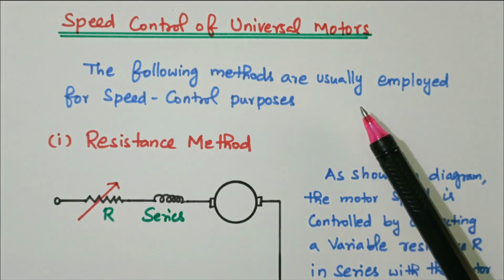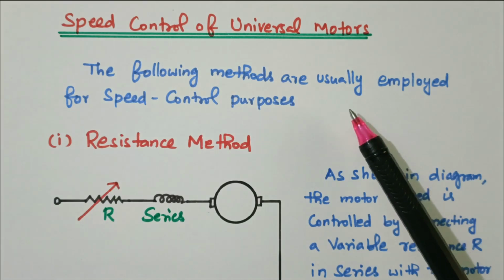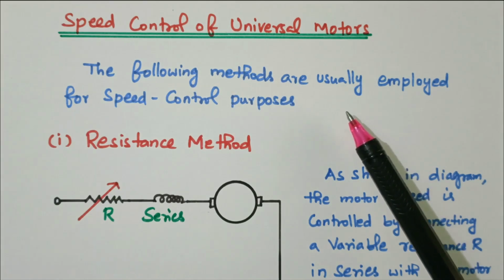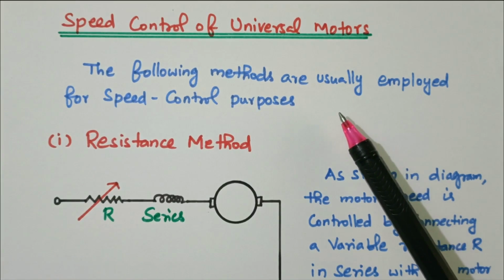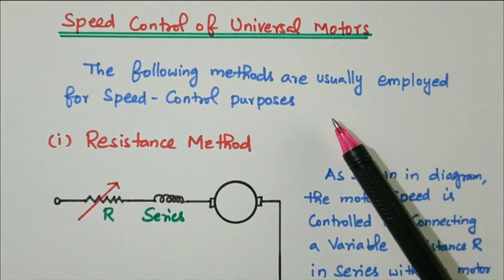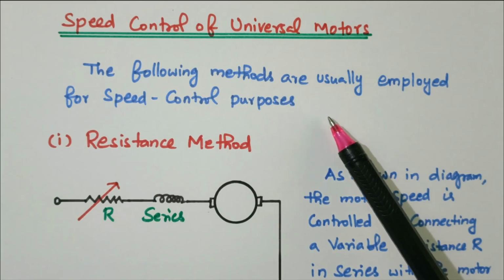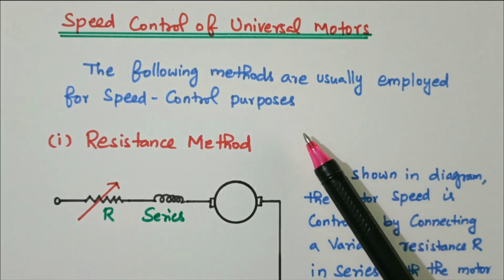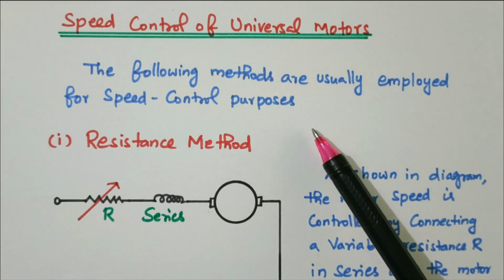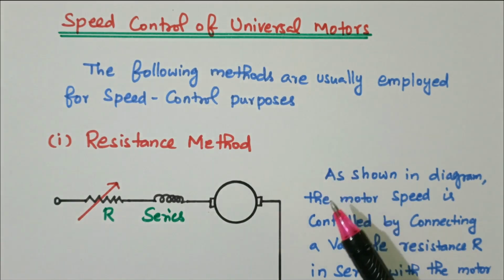For that purpose we are using this universal motor where we need a high speed. In that the speed control is an important feature. Due to the application, the speed control is very important. So there are some methods available for speed control purpose. Basically 3 methods are available. We'll see this one by one.